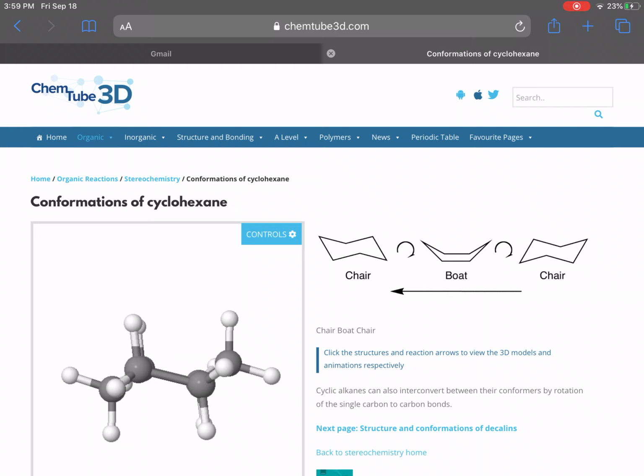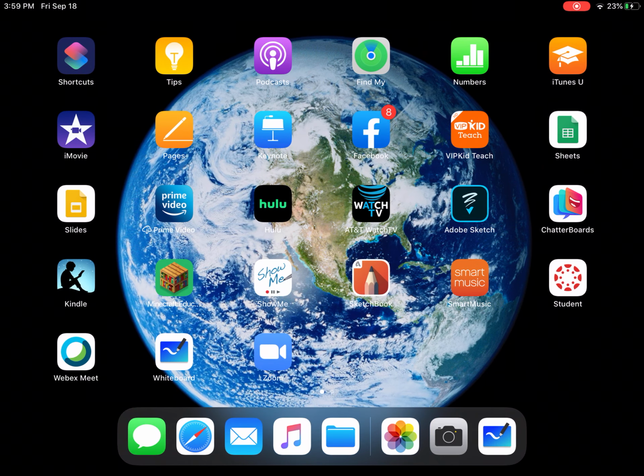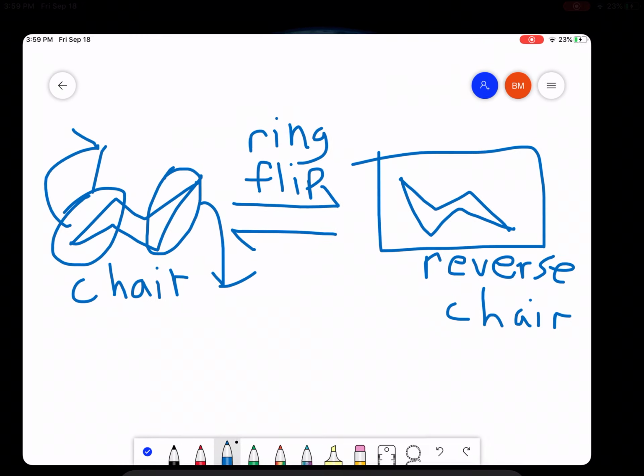It doesn't do it all at once either. It has an intermediate process where one end has bent up and the other one has not. So that's called a boat conformation. This is the in-between of a ring flip. Now this is only an intermediate. It doesn't last very long. The two that are most important to remember are your two chairs. Okay?